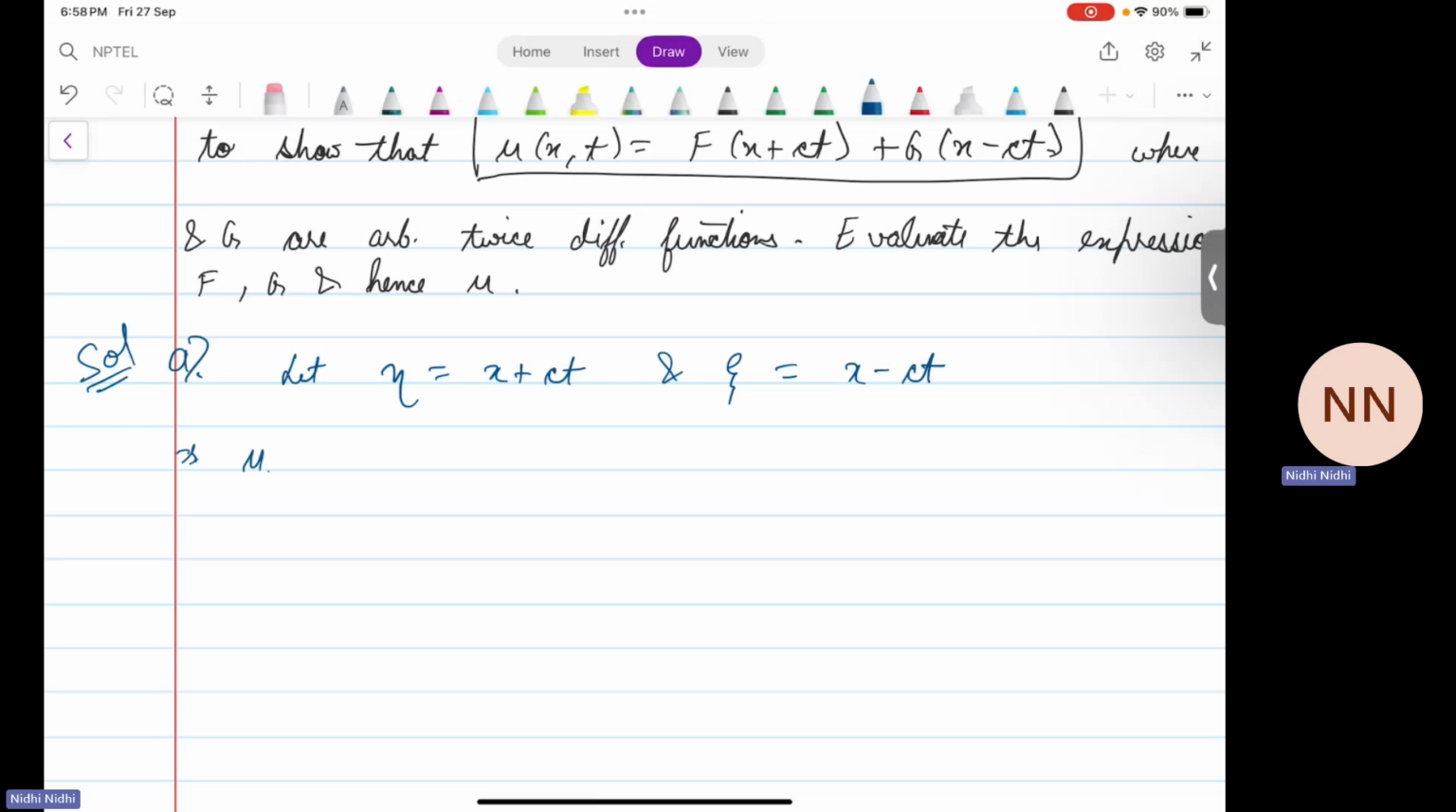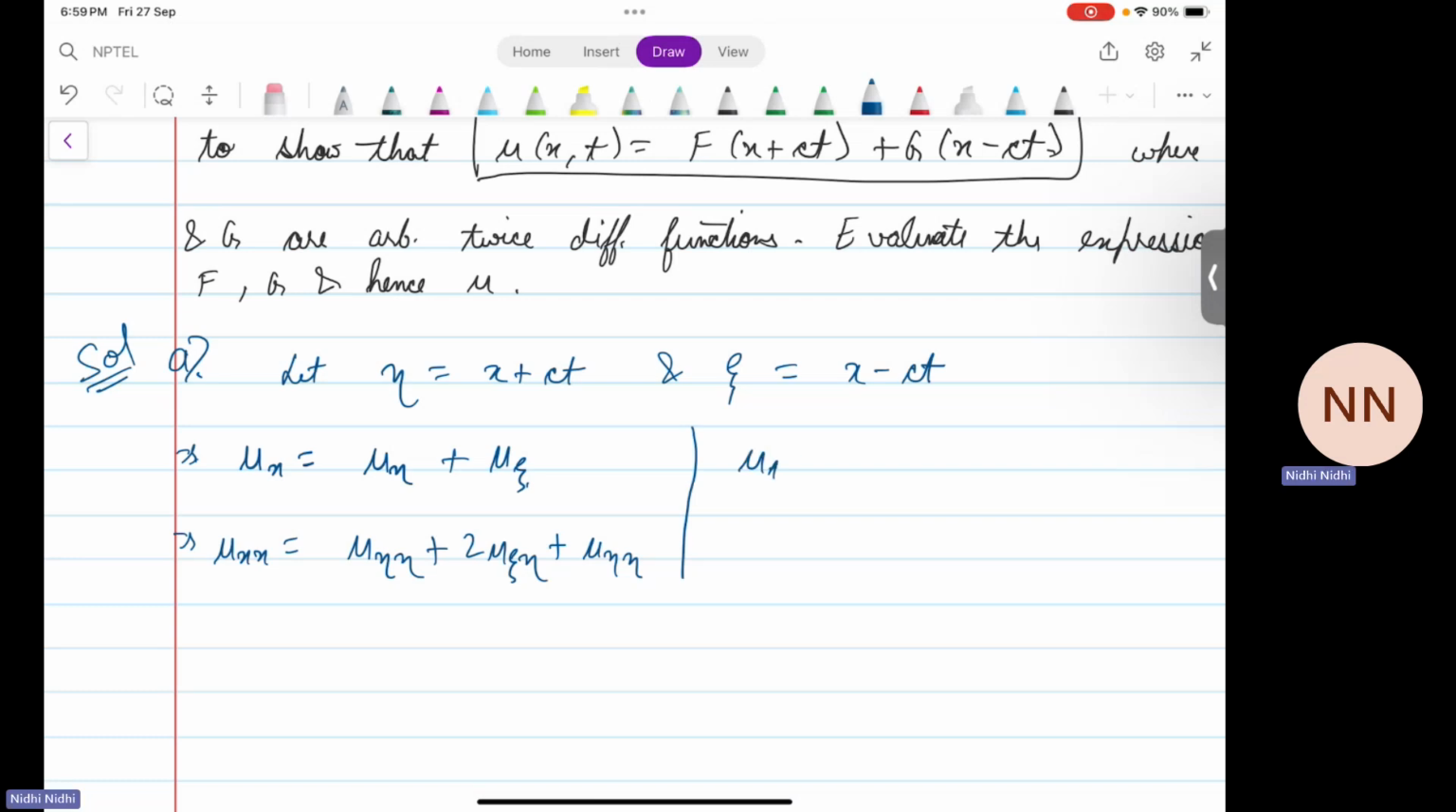So this gives us u_eta is equal to u_x, sorry, u_x is equal to u_eta plus u_zeta, which implies u_xx is equal to u_eta_eta plus 2u_zeta_eta plus u_zeta_zeta. I would like you to go through the earlier sessions where we had done a lot of problems related to such substitution. You'll easily get to know what we are doing here.